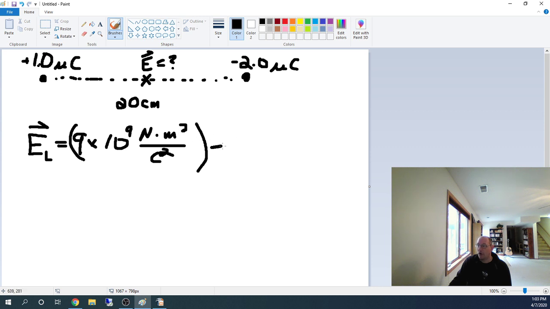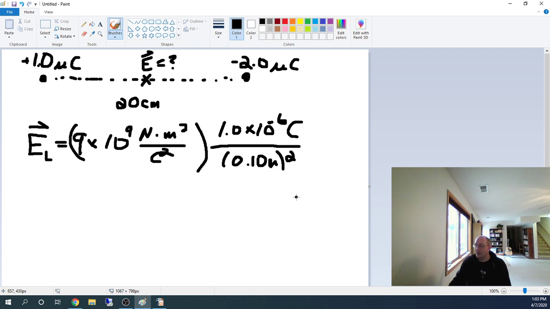The charge on the left is the 1 microcoulomb charge. That's 1 times 10 to the minus 6 coulombs, which is what a microcoulomb is. And then how far is this charge from the spot where I want to know the field? Well, that's 10 centimeters, so I'll put in 0.10 meters. And remember, for the electric field, that's going to be squared.